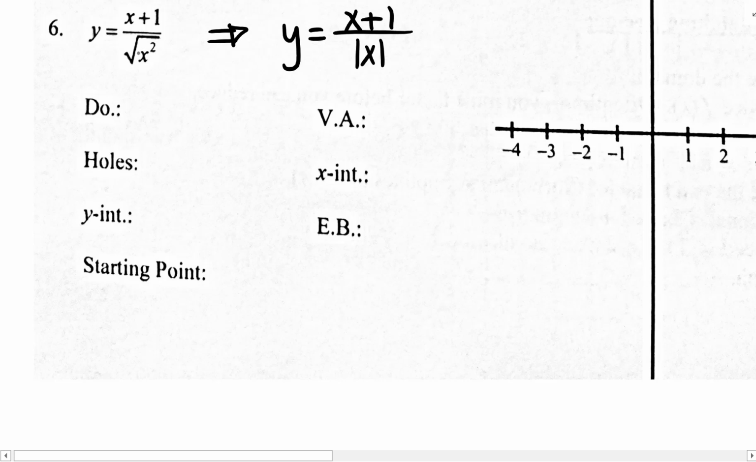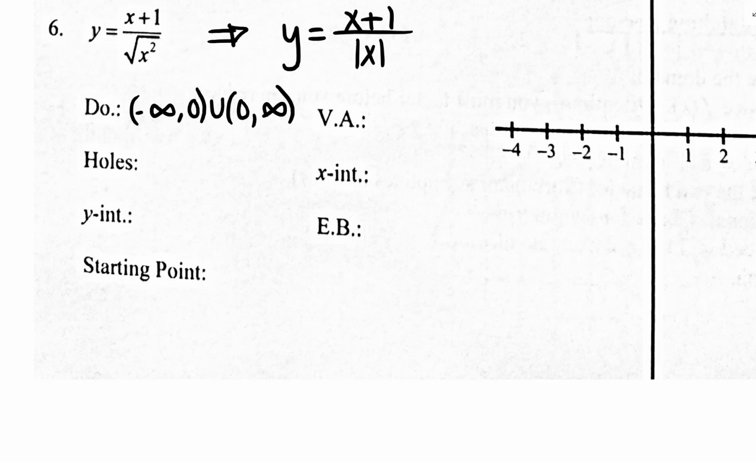But it cannot be 0. Not because we can't square root 0, but because we can't divide by 0. So everything but 0 should be included. And it's not inclusive with 0 because 0 is an asymptote. All right, what makes the denominator 0? 0 does, and that is why it is our vertical asymptote. What kind of vertical asymptote is it? It's an even vertical asymptote. Good to know. So the behavior on either side will be the same.